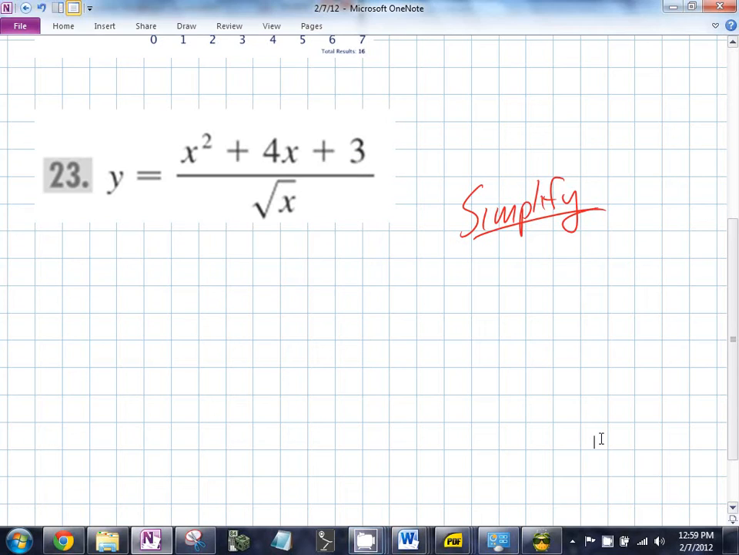Oh, I want to simplify this. No, not factoring actually. That's a great trap on this one. Nope, we can't do the derivative yet. Square root of x. Yeah, make that. Can't multiply. I don't want you to multiply by anything.